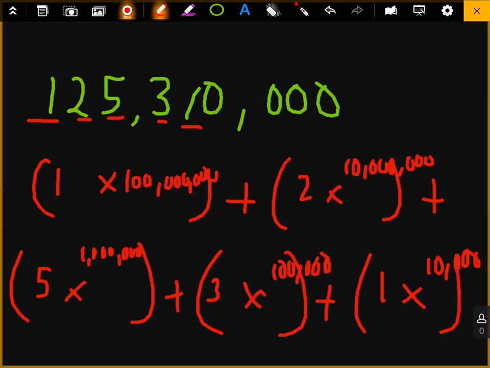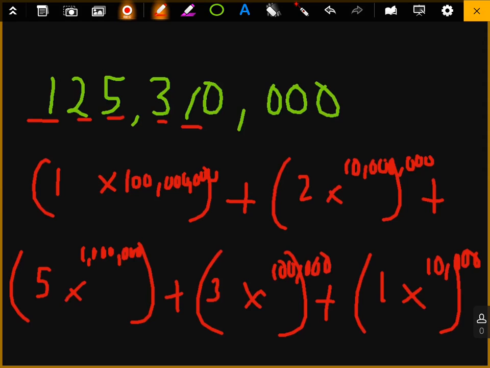But really, all expanded form is finding out, okay, what are my whole numbers? What's their place value? Okay, what am I multiplying each of these whole numbers by? The 1's in the 100 millions, that's why I'm multiplying it by 100 million. 2's in the 10 million, that's why I'm multiplying it by 10 million. 5's in the millions place, that's what I'm multiplying it by. 5 times a million, 3 times 100,000, and the 1's in the 10,000.